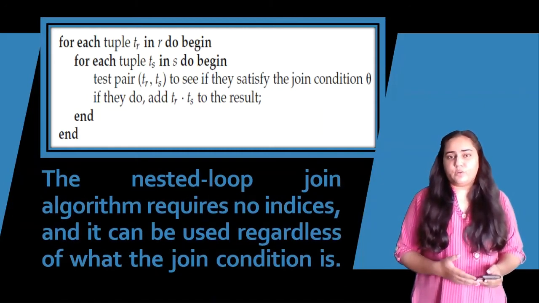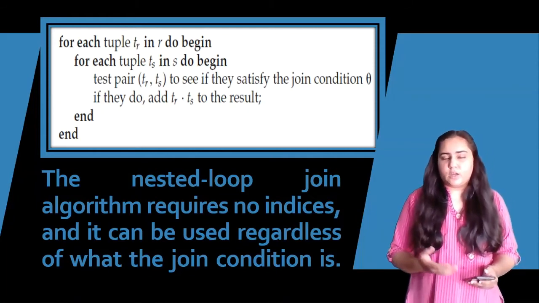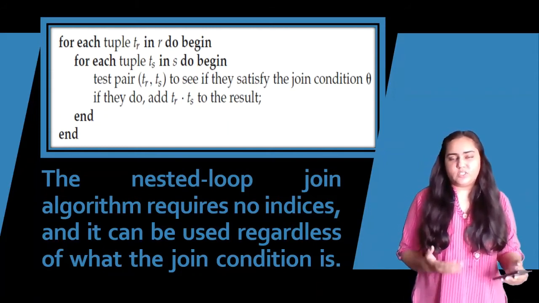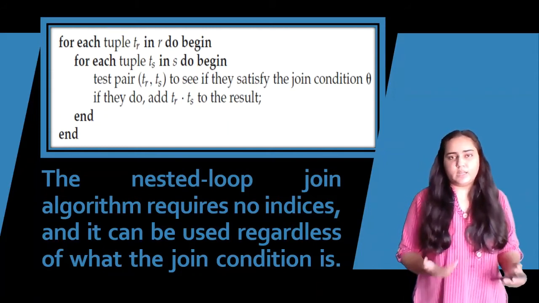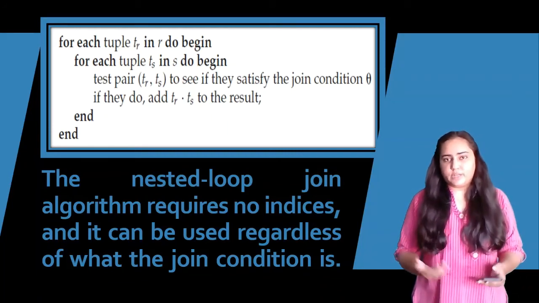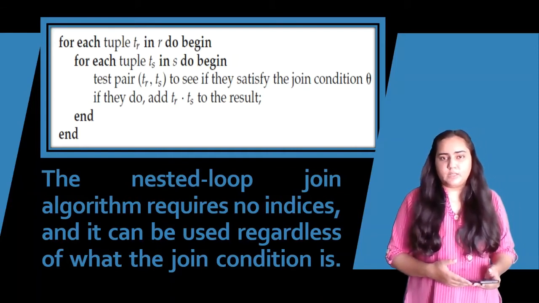This algorithm requires no indices and it can be used regardless of what the join condition is, because the condition mentioned in the algorithm is very general. It just says condition theta. So it could be any condition: equal to, greater than, less than, less than or equal to, or greater than or equal to. So it's very easy to implement.